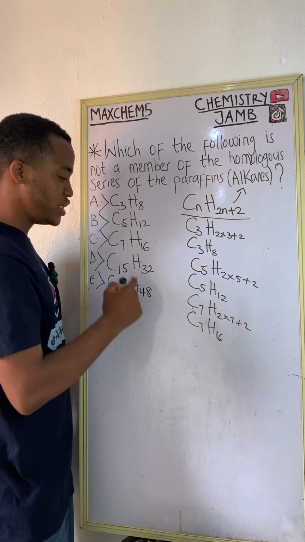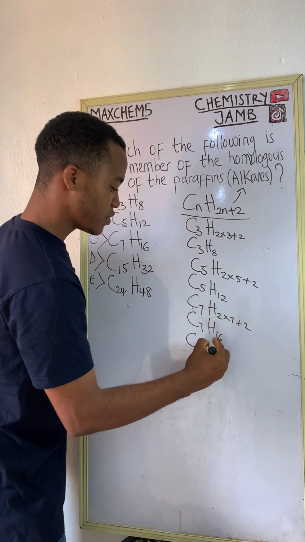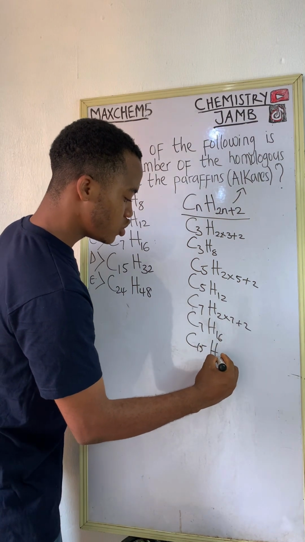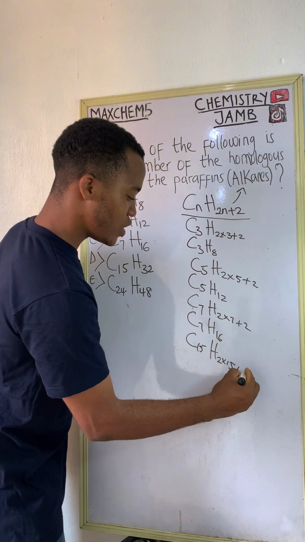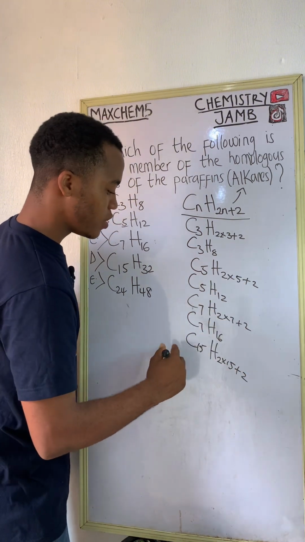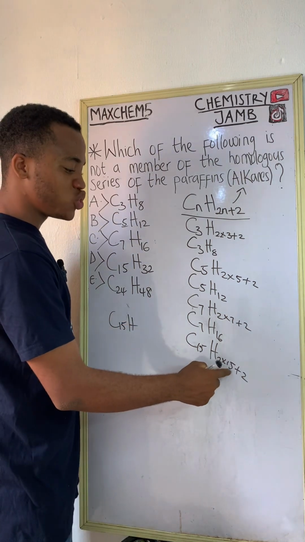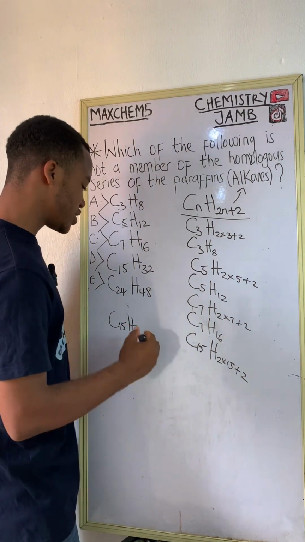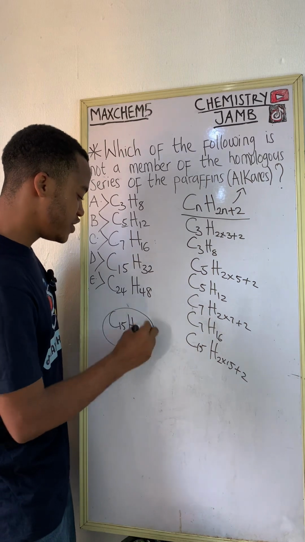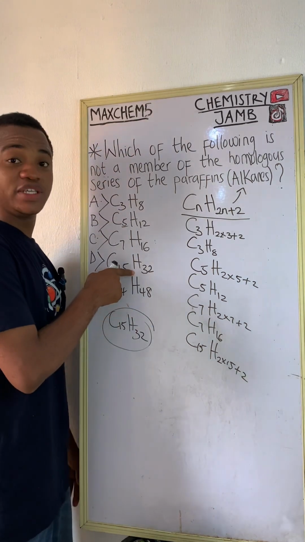So now for 15, C15H2 times 15 plus 2. I'm following this formula, right? So it's going to be C15H. 15 times 2 is 30. 30 plus 2 is 32. So C15H32. This is also a member.